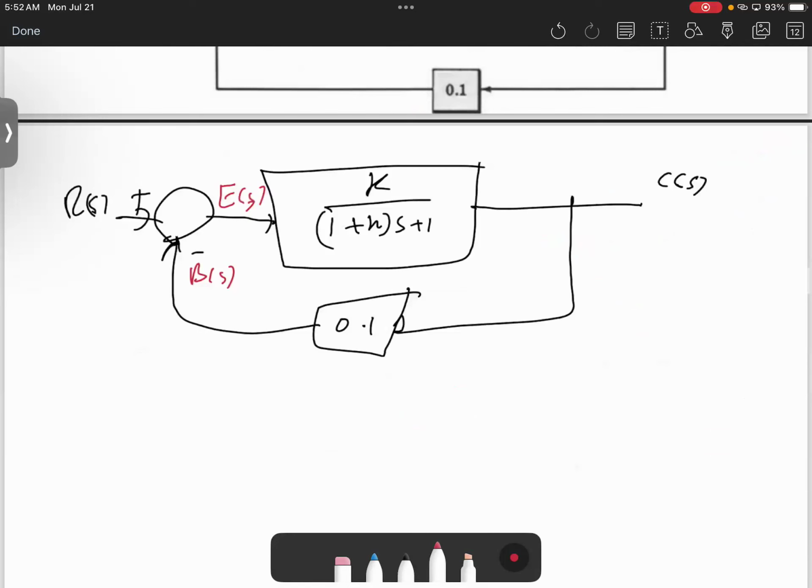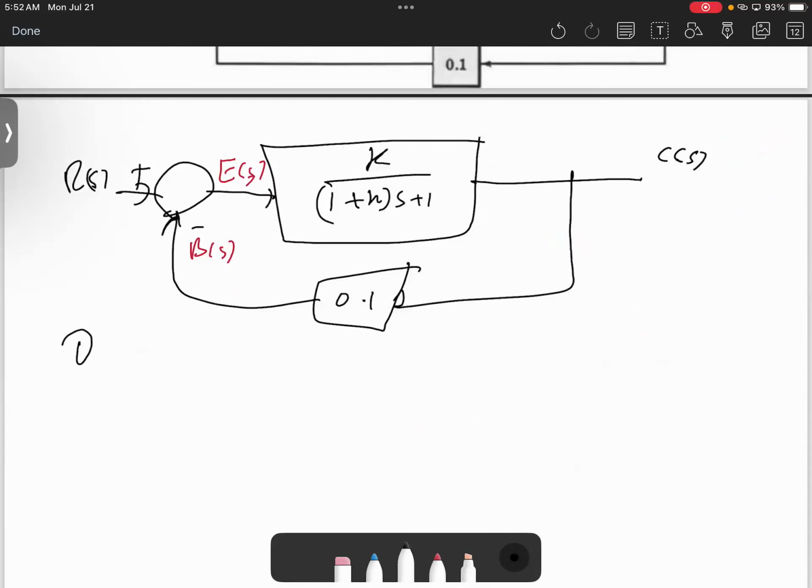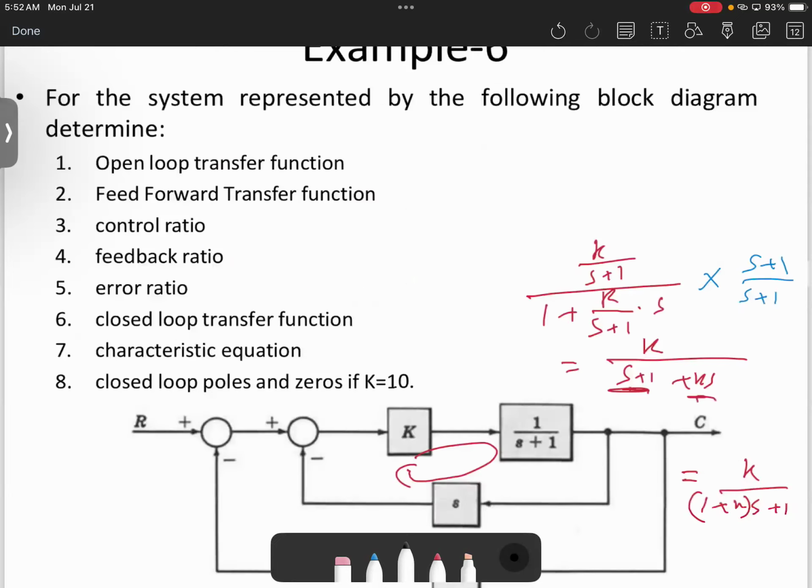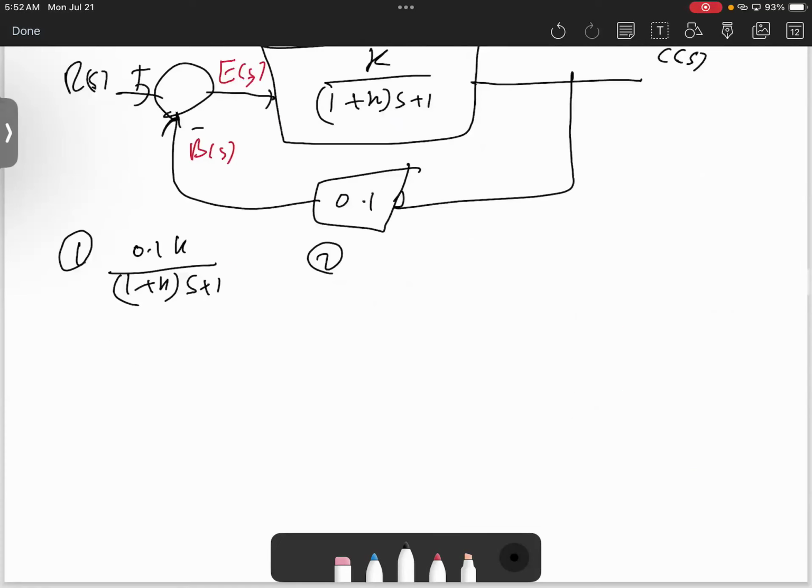What's the open loop transfer function? What do you think the open loop is? This one times this one, open loop. Loop transfer function, this one. So it will be 0.1 times k over 1 plus k s plus 1. That's it, we're done. Number 2, feed forward: k plus 1 over k s plus 1. Exactly.